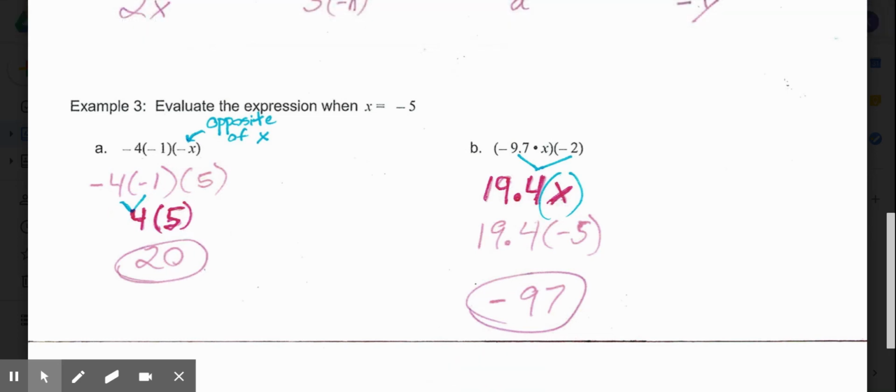In B, we have a negative 9.7 multiplied by x multiplied by negative 2. So even before I substitute in the negative 5 for x, I can take the negative 2 times the negative 9.7, which gives me a positive 19.4. So I have a positive 19.4 times x, and x is negative 5. So 19.4 times negative 5 gives me a final answer of a negative 97.